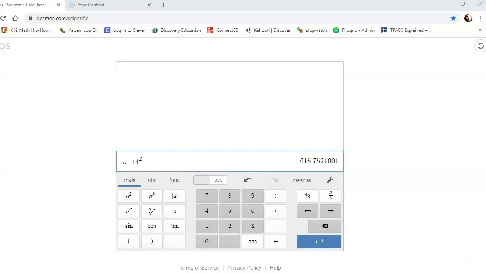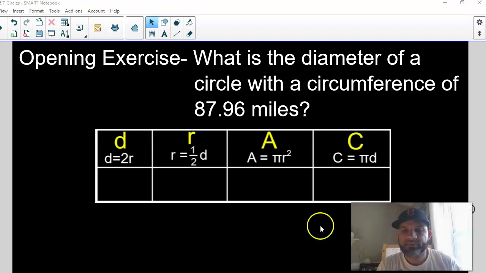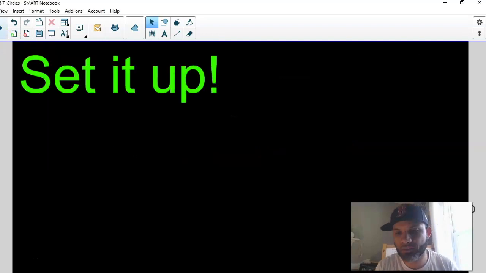Okay, so what I want to do now is take it a step further, because we kind of had to think backwards there. And that's kind of what we're going to be doing for today's lesson. All right, so let's take a look at what I'm talking about here.